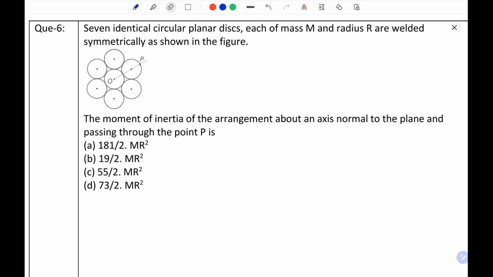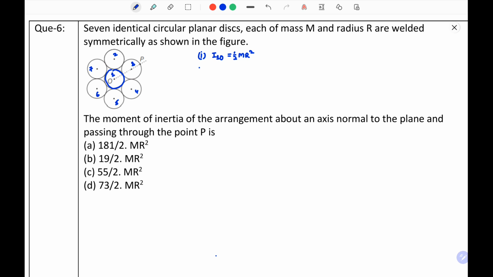Sixth question is, seven identical circular planar discs, each of mass m and radius r, are welded symmetrically as shown in the figure. The moment of inertia of the arrangement about the axis normal to the plane and passing through the point P is. In the question, the inner disk is suppose disk 1 and others are 2, 3, 4, 5, 6, 7. The arrangement is symmetrical. Therefore, if we find the moment of inertia of the first disk about the O, this will be equal to 1 by 2 mr square as per the formula for the circular disk about axis passing through center and perpendicular to plane.